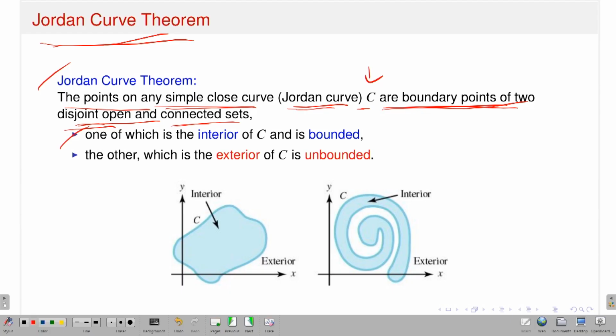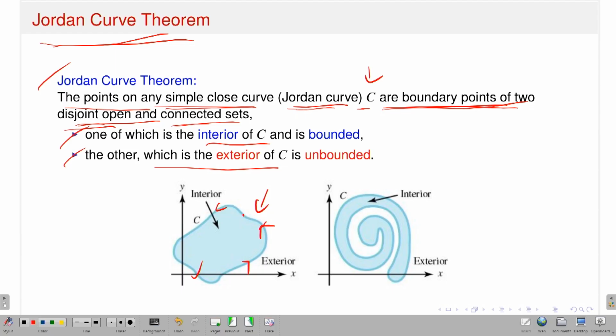One of which is the interior of C, and that region is bounded, and the other one is the complement, that means the exterior of C, which is an unbounded region. For example, look at this picture, that is more clear. You have a complex plane, and suppose this is my simple closed or Jordan curve C. Suppose this is my natural orientation given, with the parameterization, and I am starting from here.